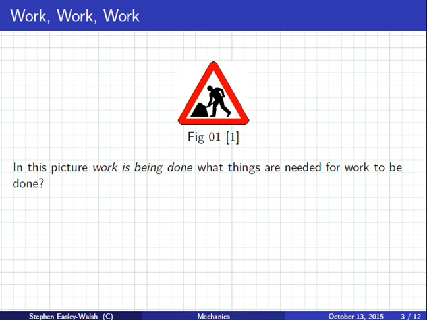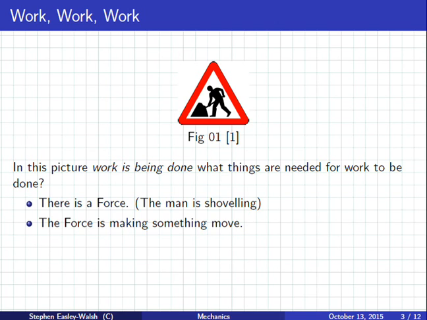Now let's try and use the vocab that maybe we have in physics. So we have a force. There's a weight. There's maybe a speed as well. There's time. There's motion. So here, there's a force. This is him shoveling. There's a force. Also, the force is making something move. That's the motion.